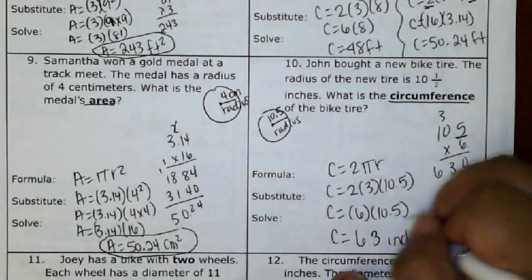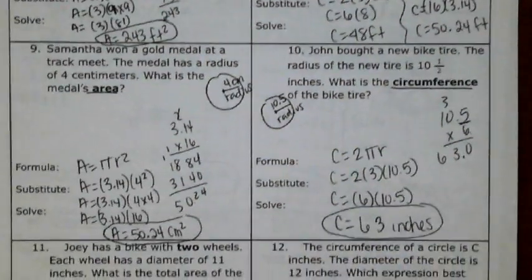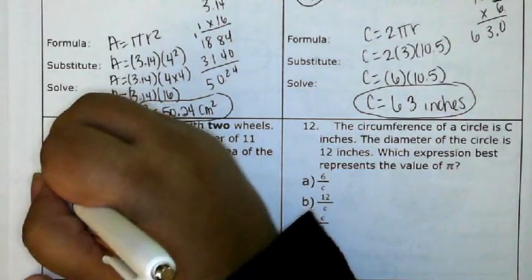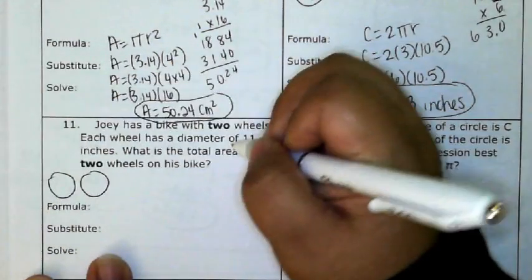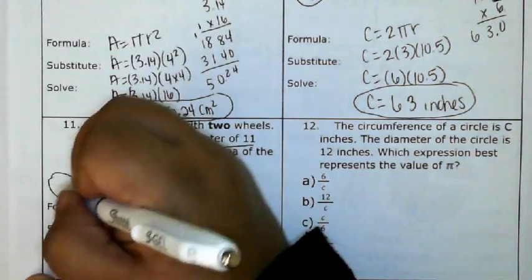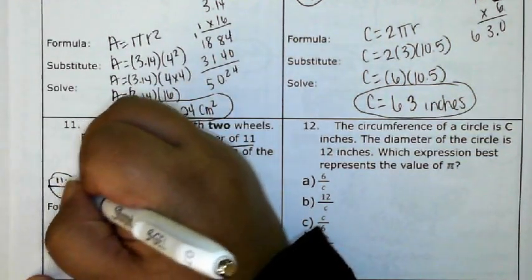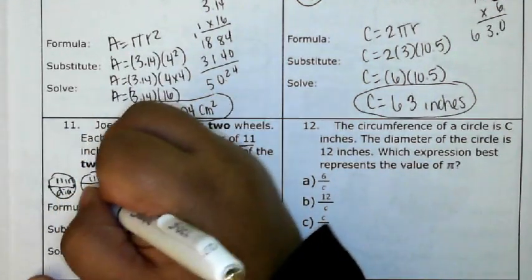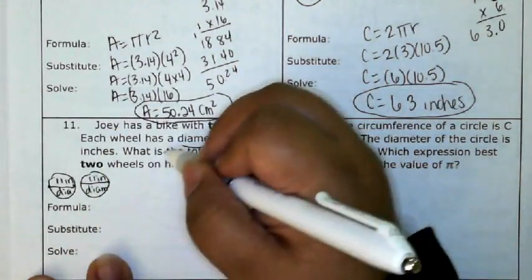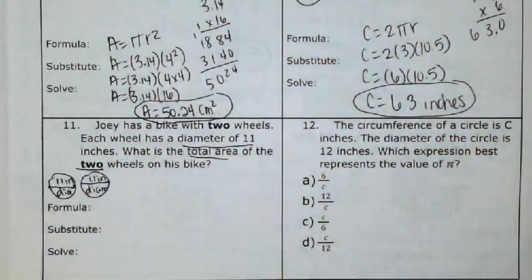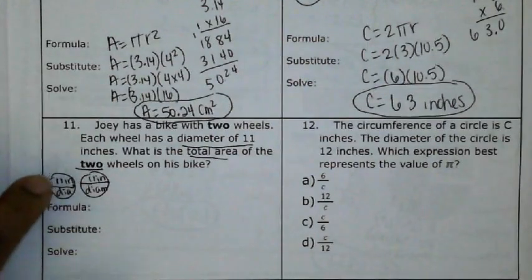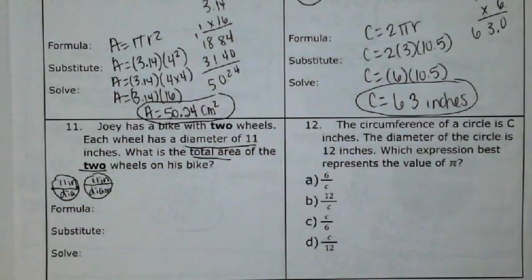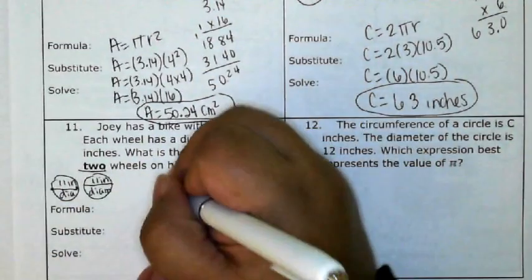All right, let's go to number 11. Okay, Joey has a bike with 2 wheels. So there's a bike, there is 2 wheels, okay, and each wheel has a diameter of 11 inches. So from edge to edge, it is 11 inches. Okay, both of these are the diameter. Okay, and then it's asking for the total area of the 2 wheels. So when I'm looking at this, I don't want to do double the work, so I'm just going to find the area of 1 and then multiply that by 2 since I have 2 that I need to find for. Okay, so here we're finding regular area of 1, pi r squared.